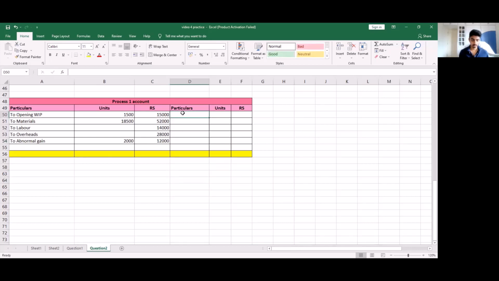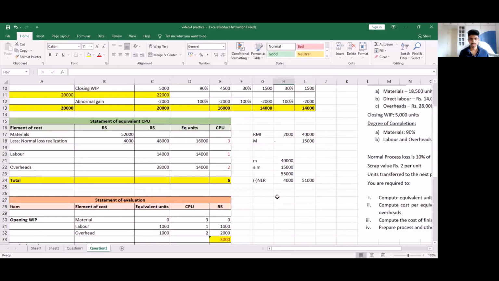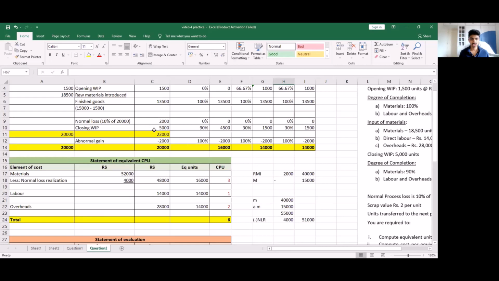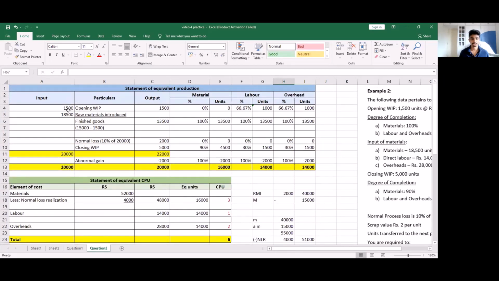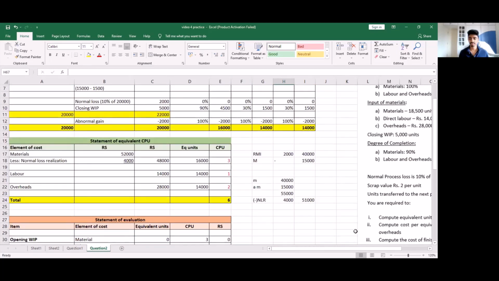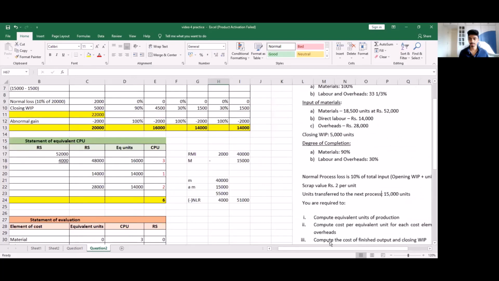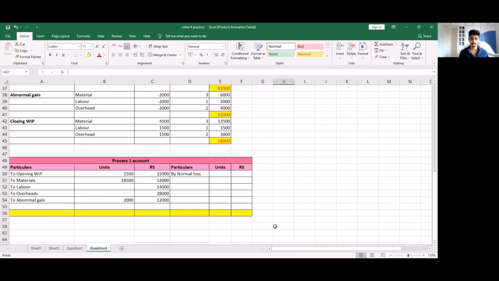Coming to our credit side, we first have our normal loss. So normal loss units is 2,000, which is 10% of inputs, or 10% of 1,500 plus 18,500, which is 10% of 20,000, which is equal to 2,000. We have been given that scrap value is 2 rupees per unit. So our normal loss, 2,000 units. To find the amount, we are going to multiply 2,000 into 2 to get an amount of 4,000.